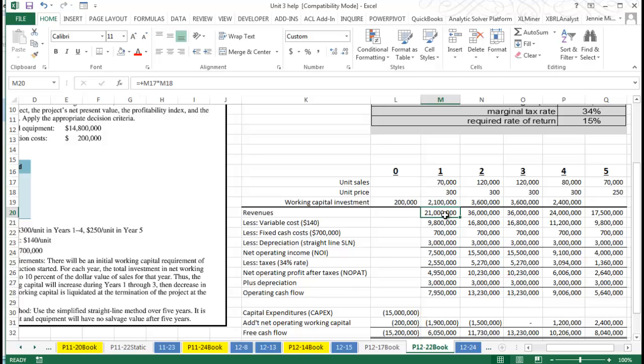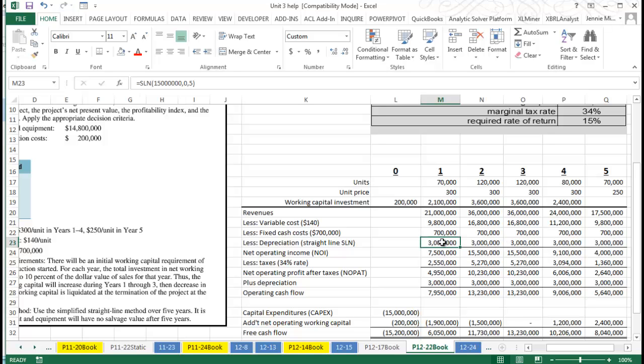We can calculate our revenues just by taking the number of units times the unit price and get our revenues across there. We can do the same thing with our variable cost by taking the 140 that we see here per unit times the number of units. And actually I'm going to say just units here. I think it'll be easier. If you'll notice here, our fixed costs remain the same all the way across.